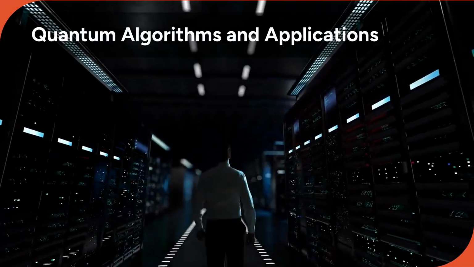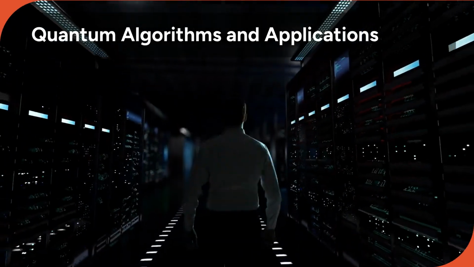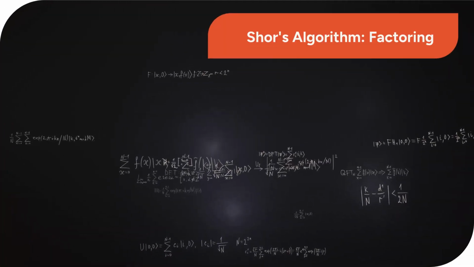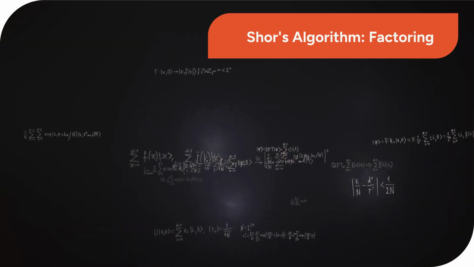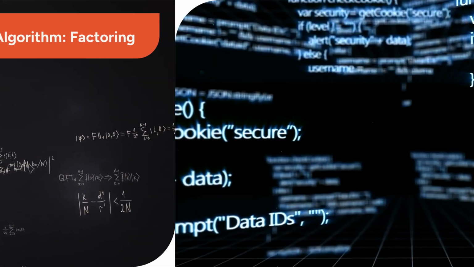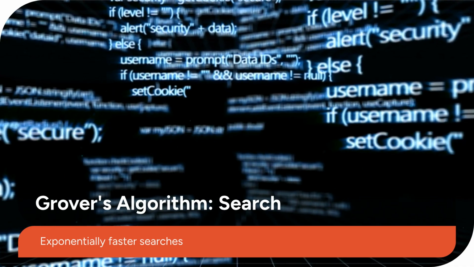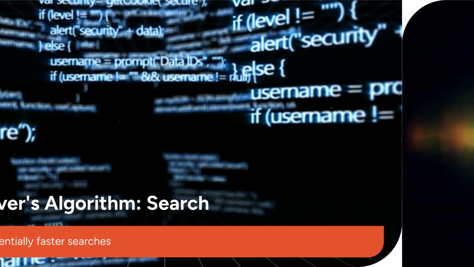The true power of quantum computing is unlocked through specialized algorithms designed to leverage superposition and entanglement. One famous example is Shor's algorithm, which could efficiently factor large numbers, a task that would break most of our current encryption methods. Grover's algorithm offers a significant speedup for searching unsorted databases, potentially revolutionizing areas like big data analysis.